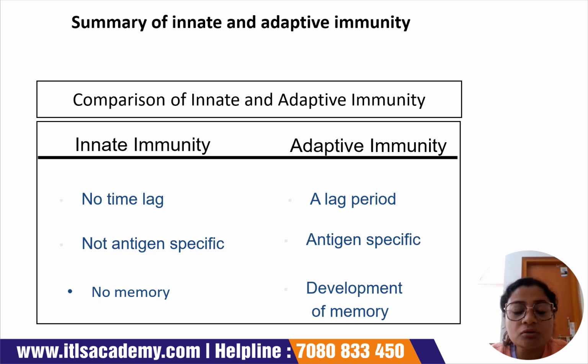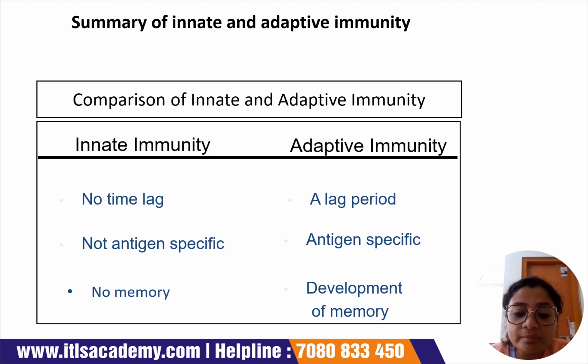Lag means, as we also know in case of the bacterial growth curve, those of you who have already studied, you see in the bacterial growth curve it's an S-shaped, sigmoid curve, and in the beginning of the curve or the graph, there is a lag. So lag means something which is lagging behind. Okay, so a lag period will be there in adaptive immunity because the body is taking time to respond. Okay, but the effect will be long lasting.